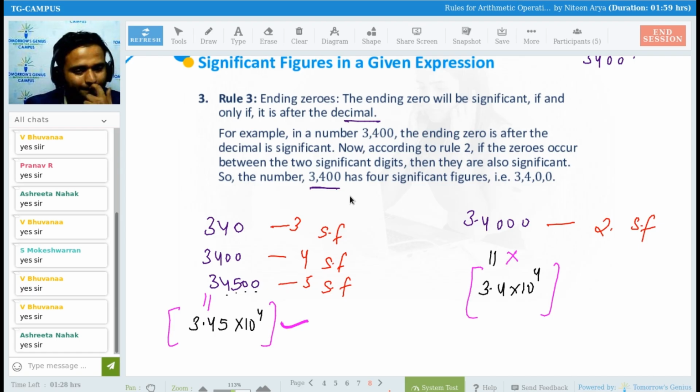So whenever you are able to convert into the positive power or even into the negative power of this particular order, then you write this particular thing as a significant figure. If you are not able to do that, you are not going to write it down.